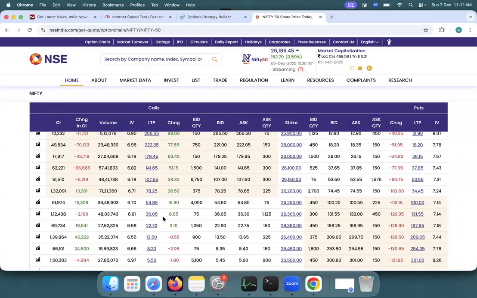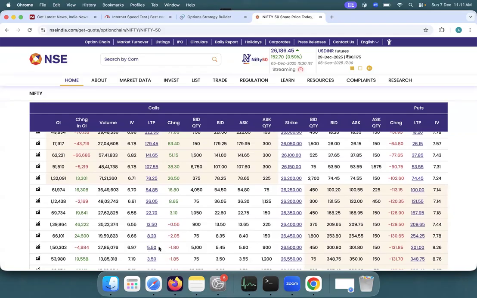Now your risk is defined. As I said, your risk is 36 rupees. But if the market goes to 26,500, how much will you get? You will gain 200 rupees, correct? Because it is 200 points away from the option that you have purchased. So you will make a profit of 200 minus 36, which would be 164 rupees.